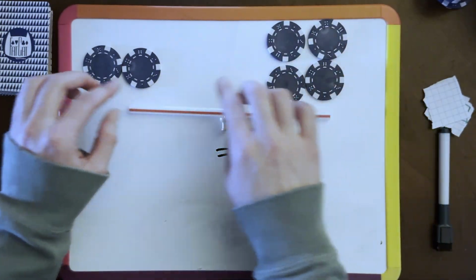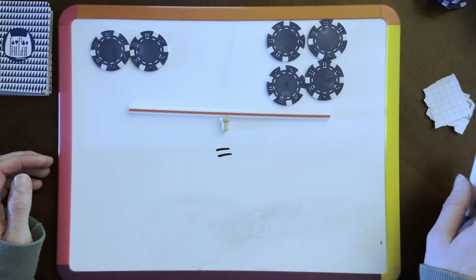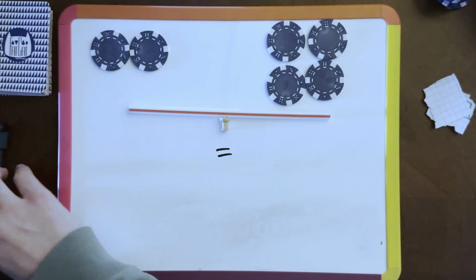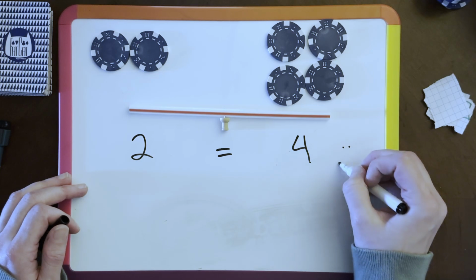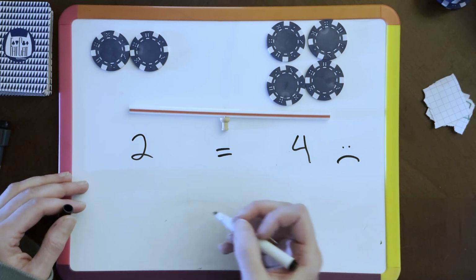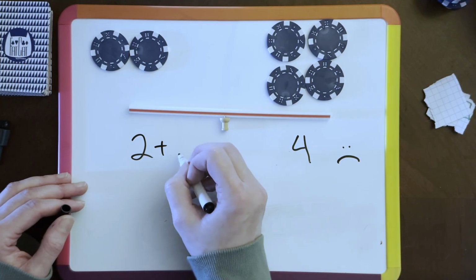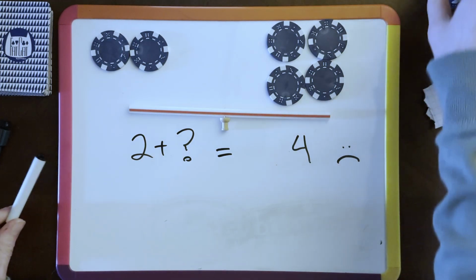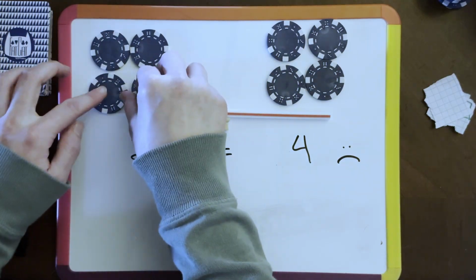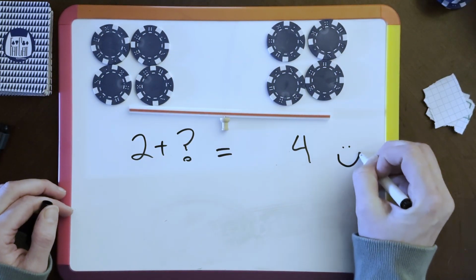So now let's shift some chips to the right. We now have 2 equals 4. I see that visually, and I'm going to write that in my math sentence. Unfortunately, this is not a true math statement. 2 does not equal 4. So I would have to add something to the left side in order to make this equation a true statement and make our equation balanced.